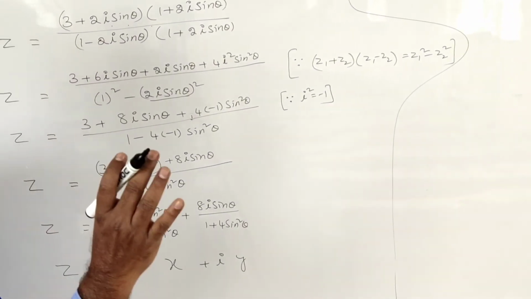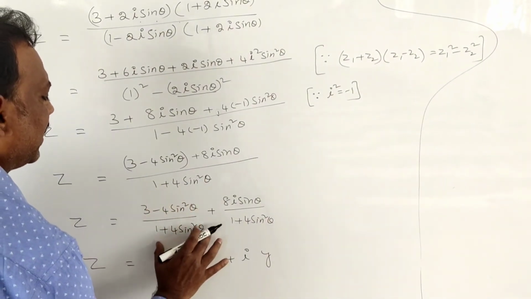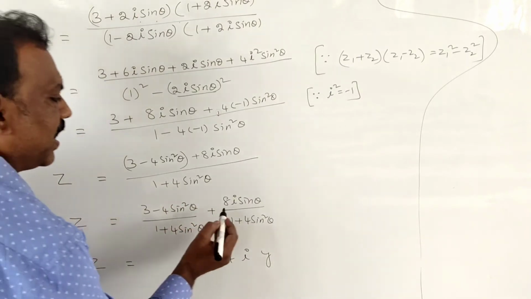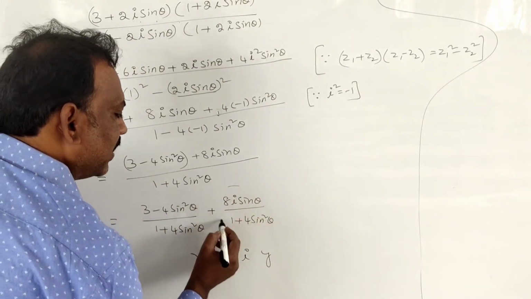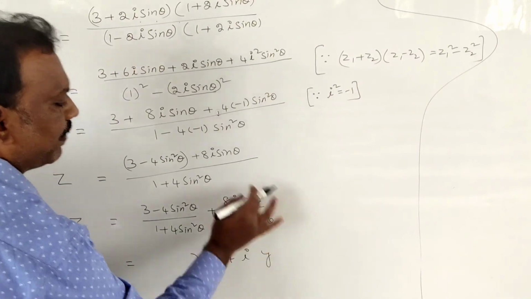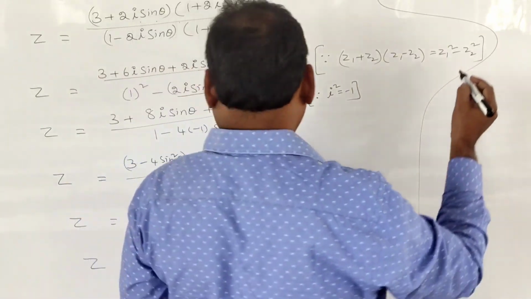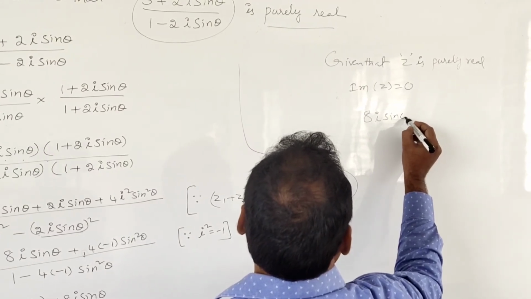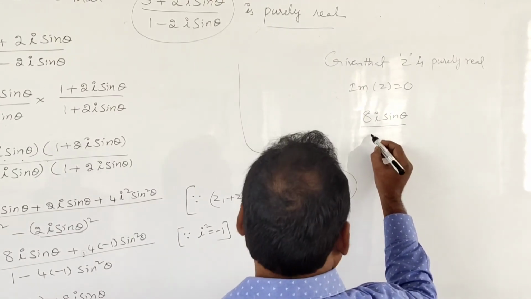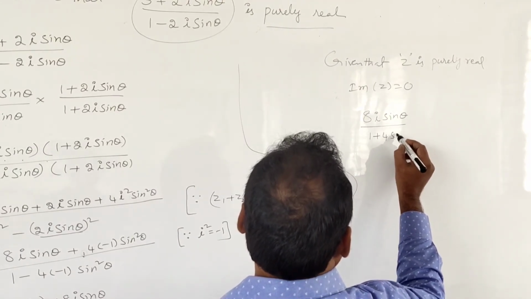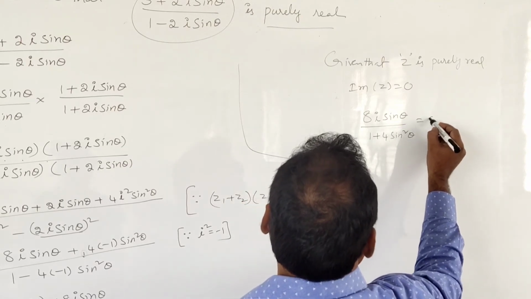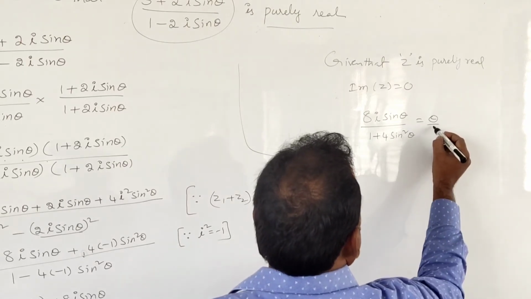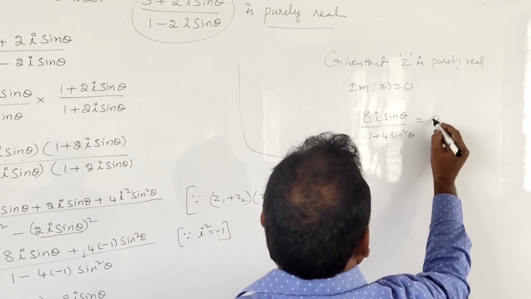How to identify the real part? That part will not contain i. Which part contains i? That is the imaginary part. So this is the imaginary part. In this imaginary part, 0 means I can write 8i sin theta upon 1 plus 4 sin square theta becomes 0. So this is nothing but 0 upon 1.